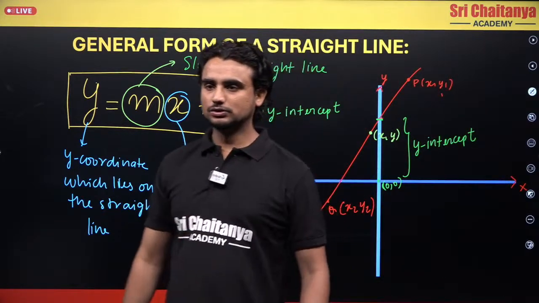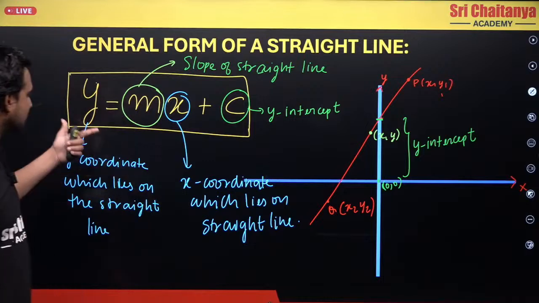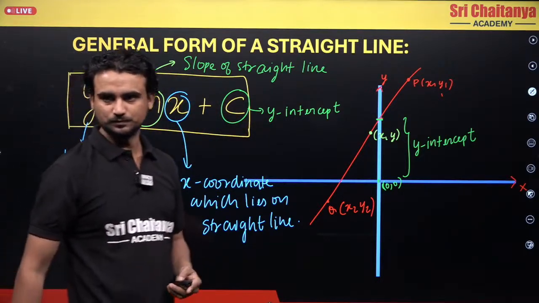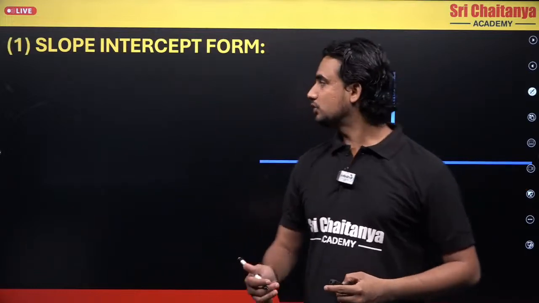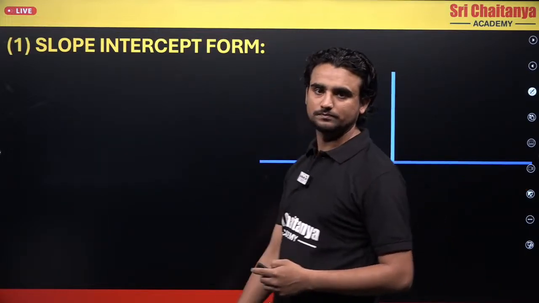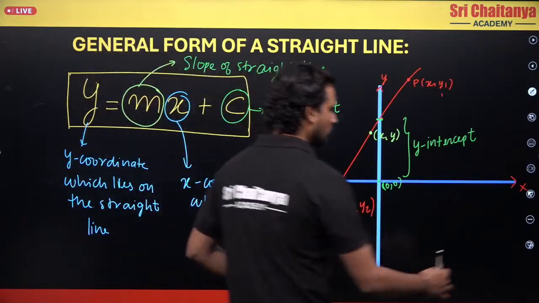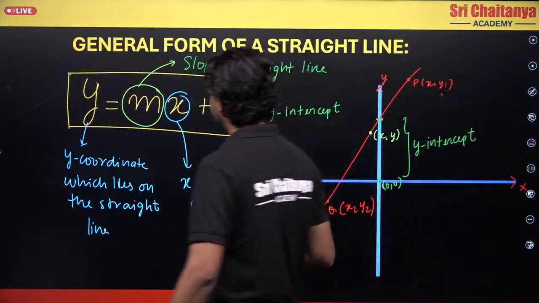Clear? So now you should know what y is, what x is, what the y-intercept is, and what m is. M is the slope. So what are we left with? We should know how to calculate slope first of all. So let's first understand how to calculate slope.